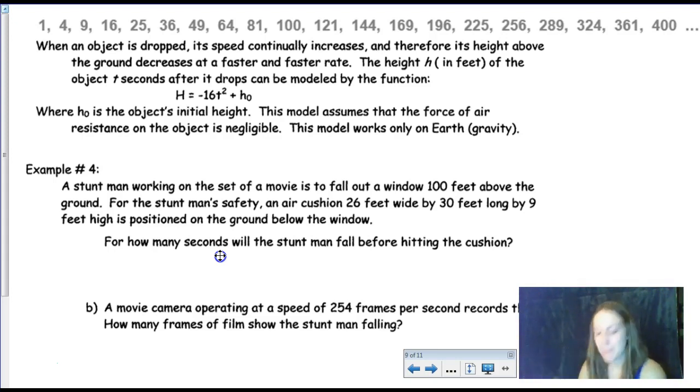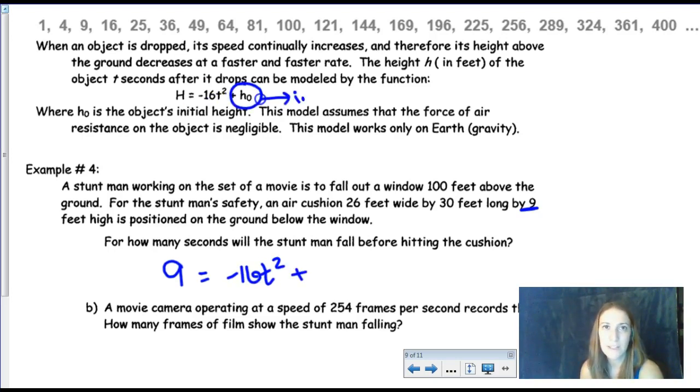So instead of the final h being 0, let's see if I can squeak this problem in. The final height's going to be 9, because it says it's 9 feet high for the pillow. And then guess what? Same math. The position, and they use h sub naught a lot. That just stands for initial height. You'll see sub naught on all sorts of variables, initial time, initial height, initial temperature in chemistry.